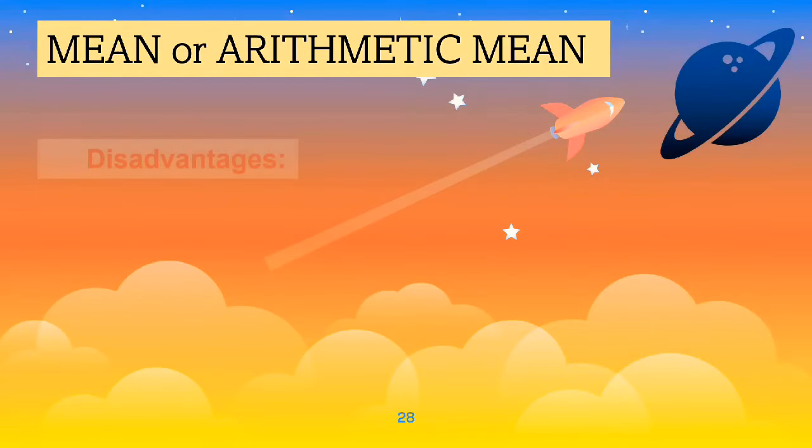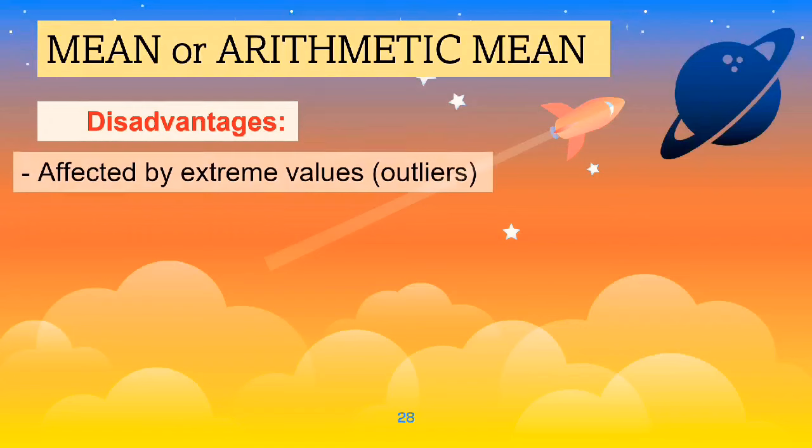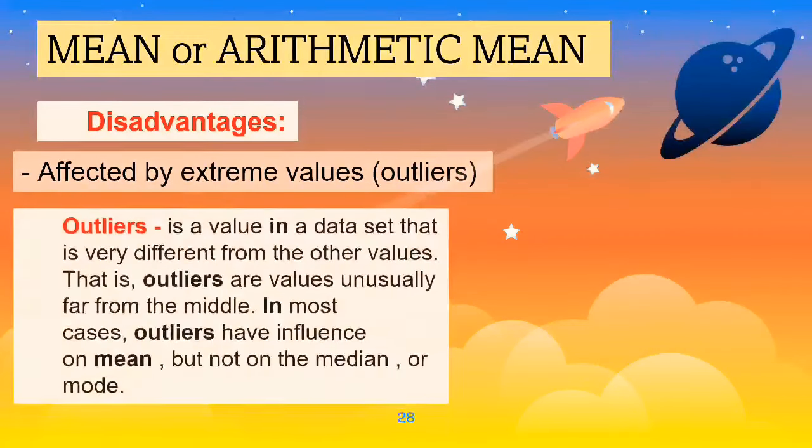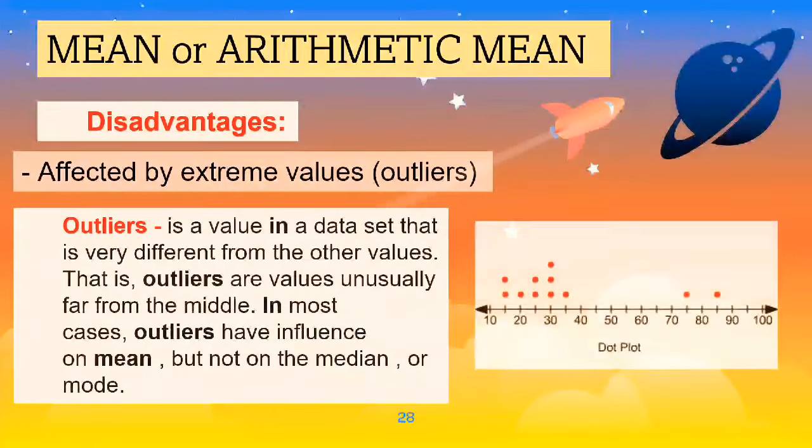In terms of its disadvantages, one of them is that it is affected by extreme values or outliers. When we say outliers, class, it is a value in a data set that is very different from other values. That is, outliers are values that are usually far from the middle. In most cases, outliers have influence on the mean but not on the median or the mode.